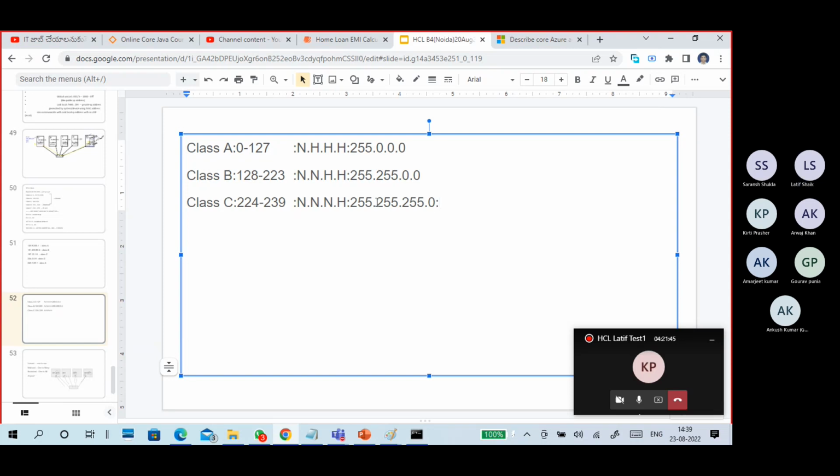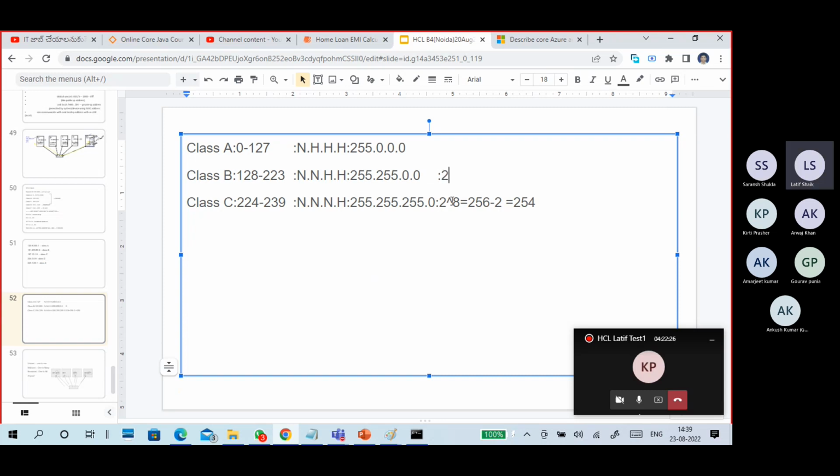For example, this has only one host portion, which means the first three portions must be the same. The last portion will change. So how many host portions are there? Only a single host portion. So it's 2 to the power of 8, which is 256 minus 2, which means 254 hosts we can connect. The host range is different. So depending upon your subnet mask, the host range will be different.